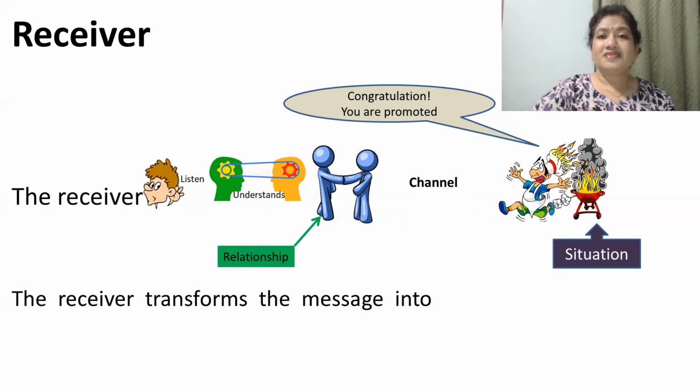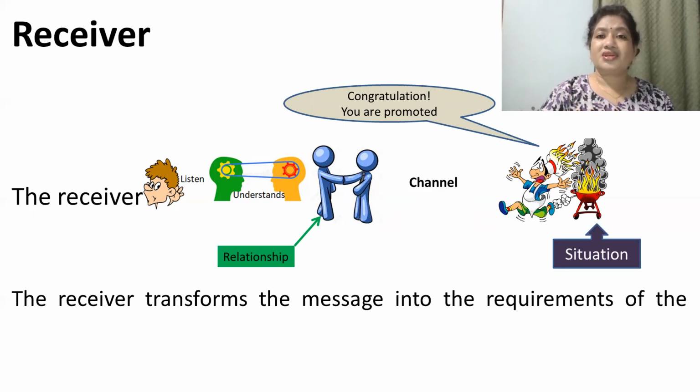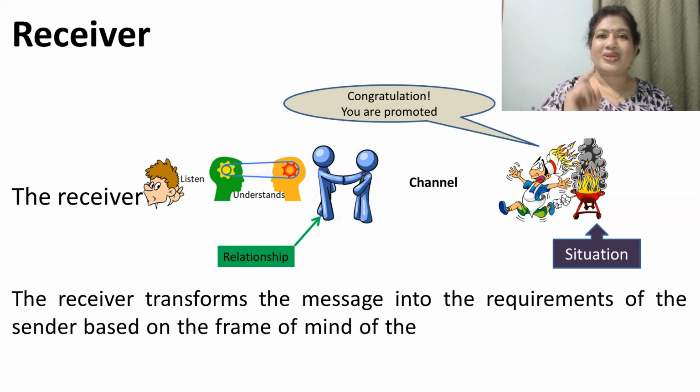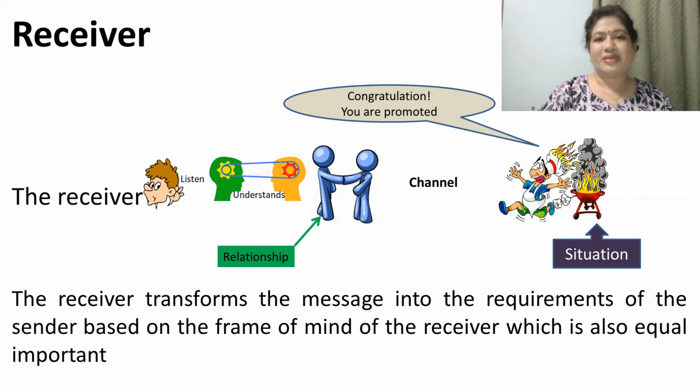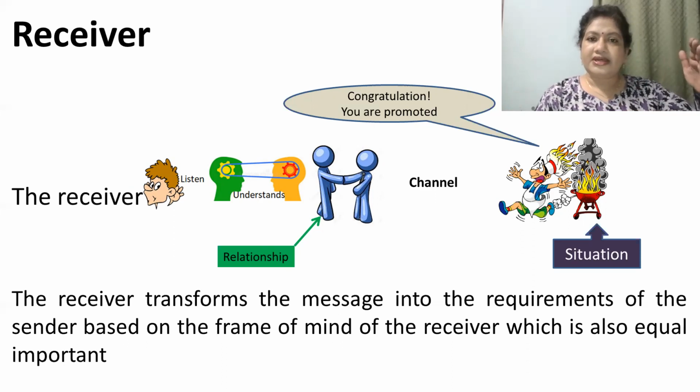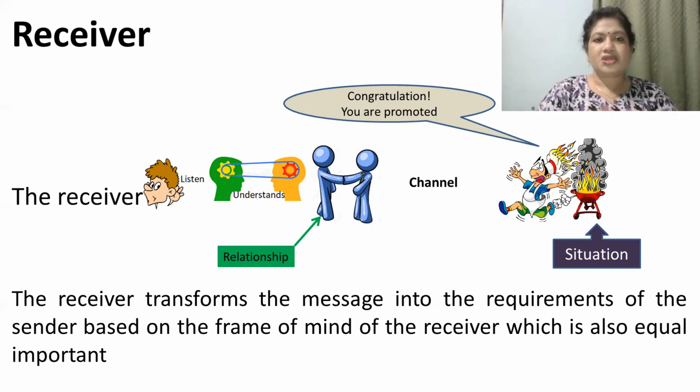So the receiver transforms the message into the requirement of the sender based on the frame of mind of the receiver, which is also equally important. Yes, as a sender, you gave a congratulation message, but the situation was different at the receiving end. That is why this sentence is written. So I hope you understood the sender, the medium that is being used, and receiver. Okay.